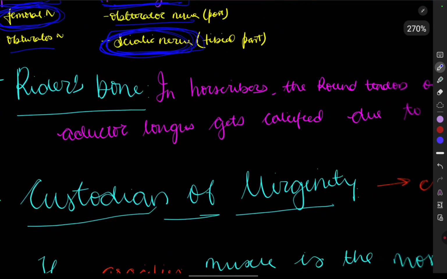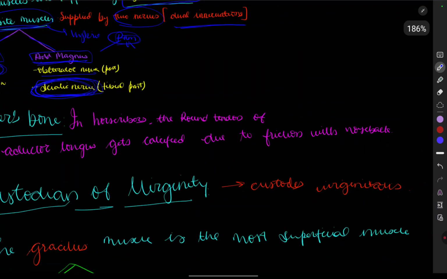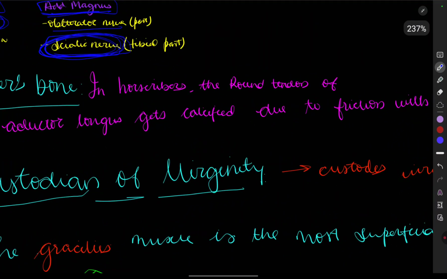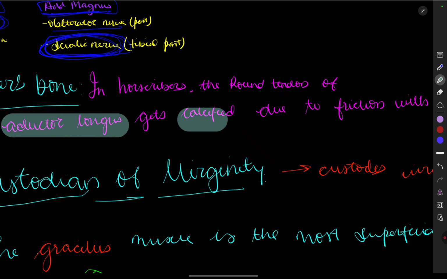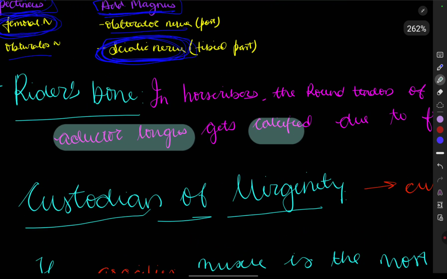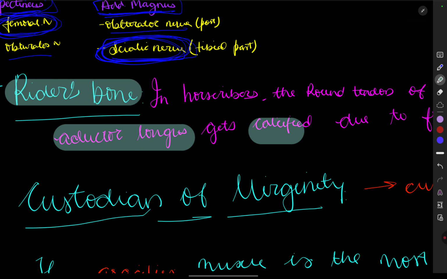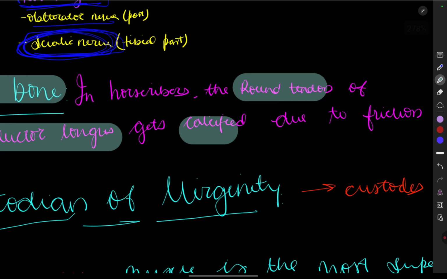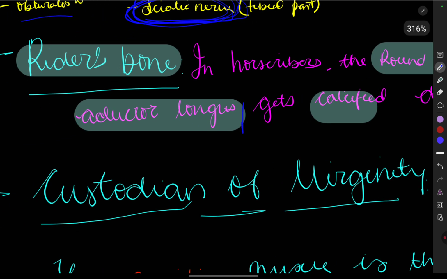Now the rider's bone. What is rider's bone? In horseback riders, the round tendons of the adductor longus muscle get calcified due to friction with the horseback. So this condition is called the rider's bone. This is not clinical anatomy, but this is given in the peculiarity section in the chapter. In horseback riders, the round tendons of which muscle? The adductor longus muscle.